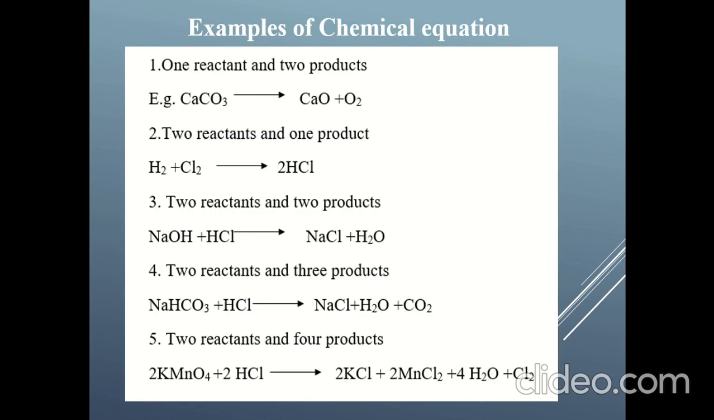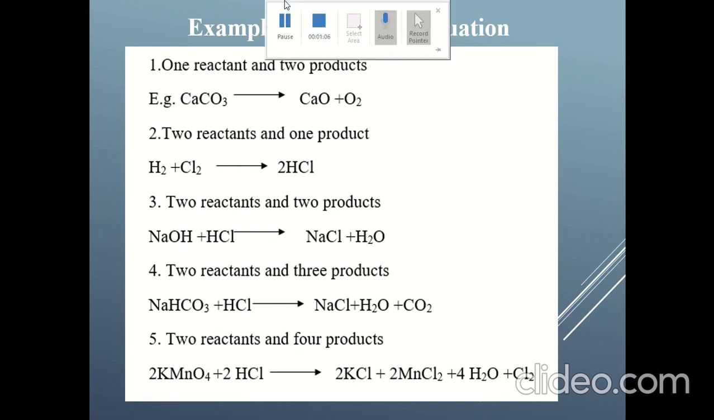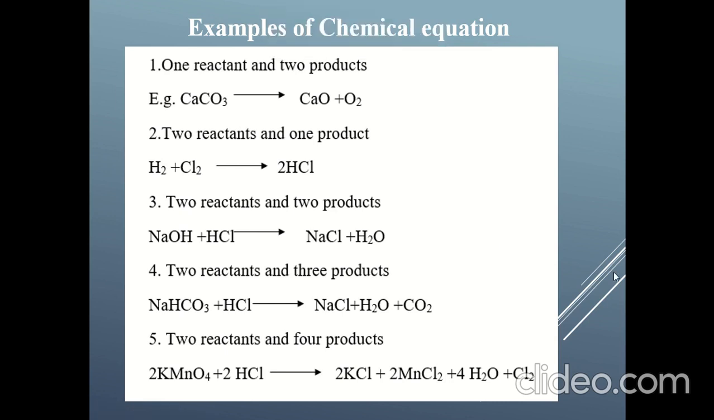Now, let us see examples of chemical equations. There are different types of chemical equations. First, one reactant and two products. In the first example, you can see that calcium carbonate when heated gives calcium oxide and oxygen. Calcium carbonate is a reactant and it gives calcium oxide and oxygen. So one reactant reacts to give two products. Here calcium carbonate is a reactant which reacts to give two products, calcium oxide and oxygen.